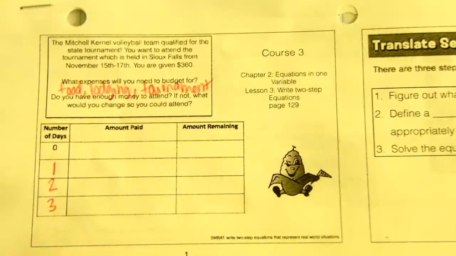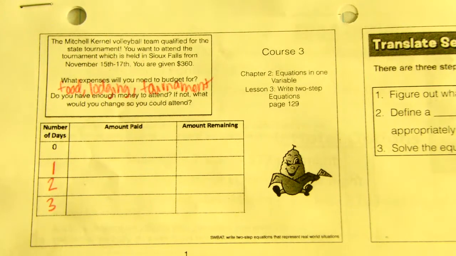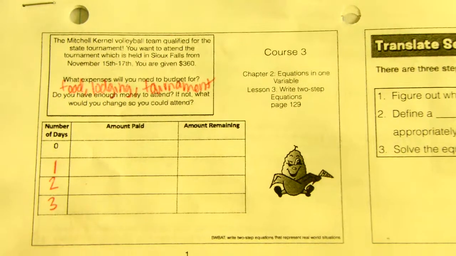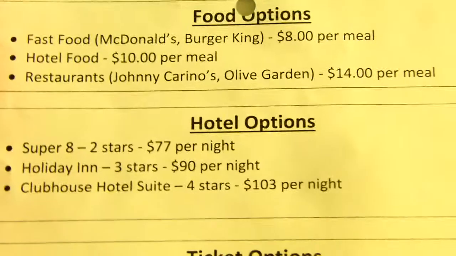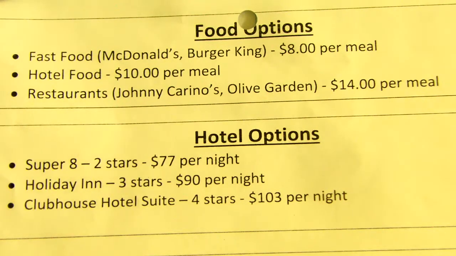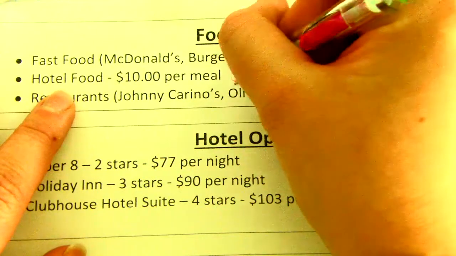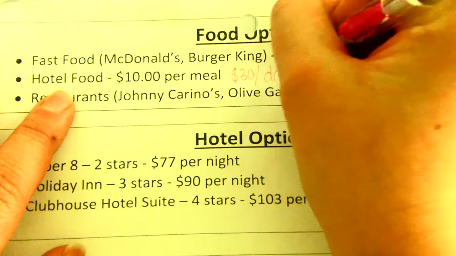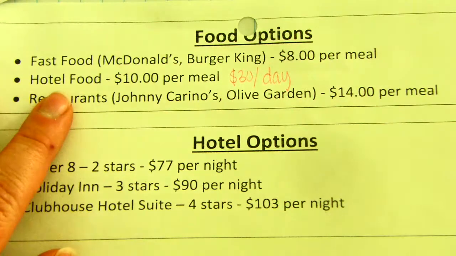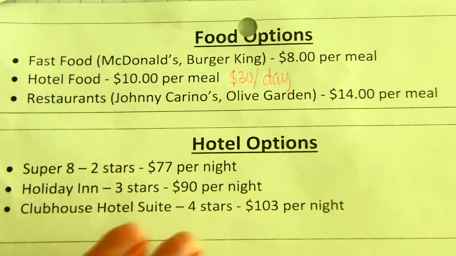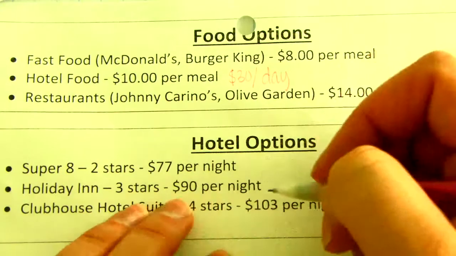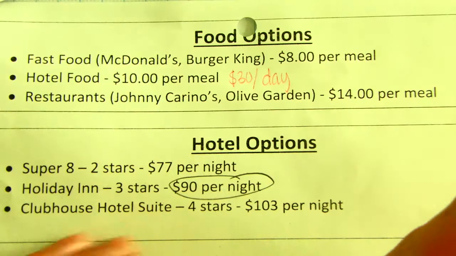So I have this information here on the next sheet that gives us some breakdowns of those costs. So food options, I'm going to go middle of the road. If I have to eat 3 meals a day and I'm going to pick the hotel food, that would be $30 per day. Hotel options, I'm going to go middle of the road again. So that's $90 a night.